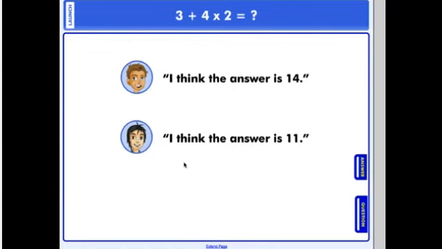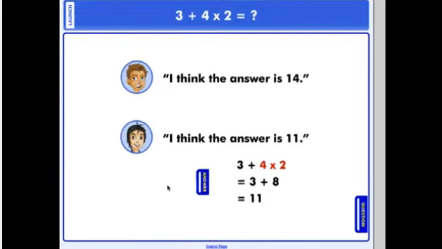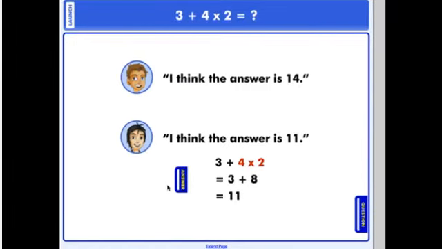So, do we know whether we should do 3 plus 4 first, then multiply by 2? Or should we do 4 times 2 first, and then do 3 plus whatever that is? Well, we actually have rules that we can follow that tell us the way to solve this problem. Okay? This is the way to solve this problem. We need to do the 4 times 2 first and get 8, then do 3 plus 8. So the correct answer is 11.